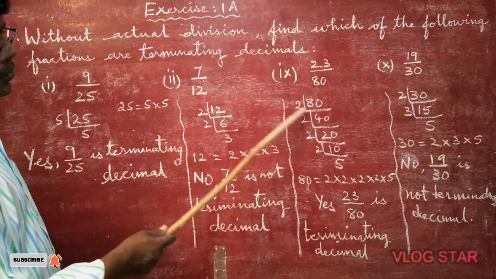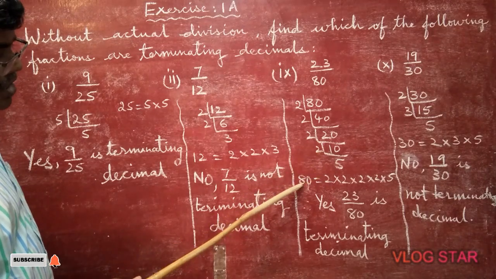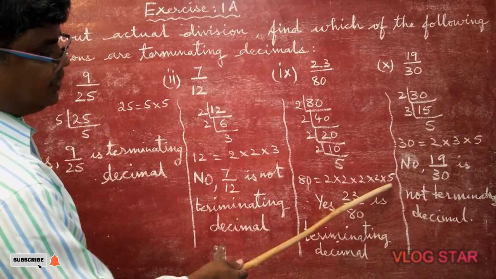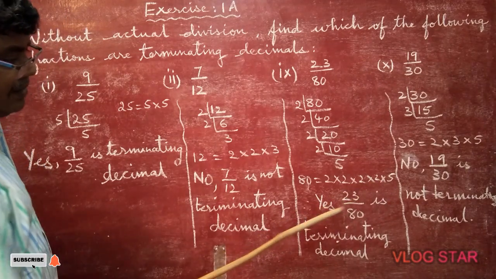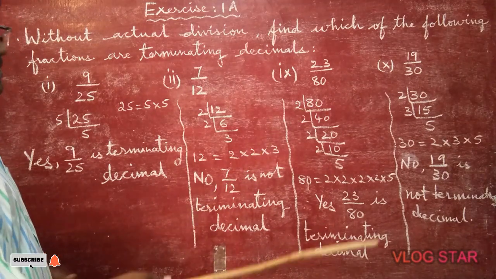Shortcut method. 2 goes 40 times, 2 goes 20 times, 2 goes 10 times, 2 goes 5 times. So what are the prime factors of 80? 2 into 2 into 2 into 2 into 5. Here 2 and 5 came, so it is a terminating decimal. Yes, this fraction is a terminating decimal.